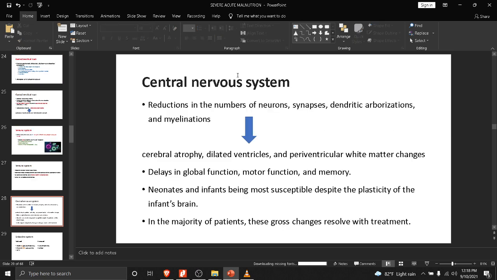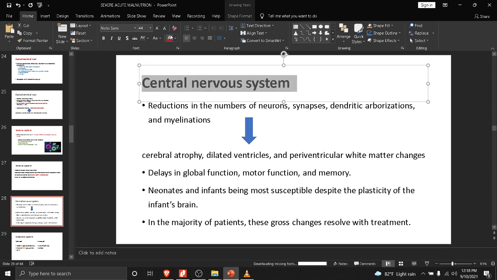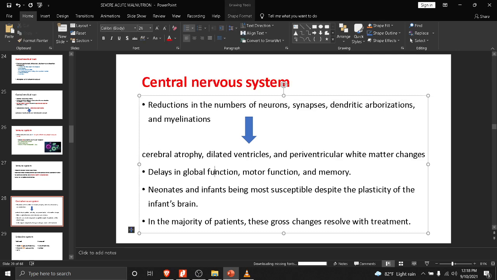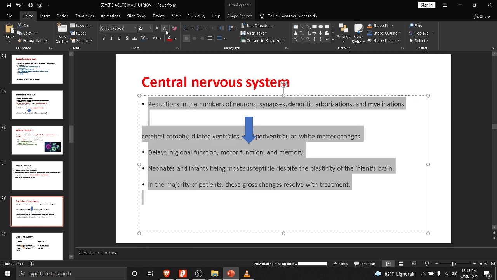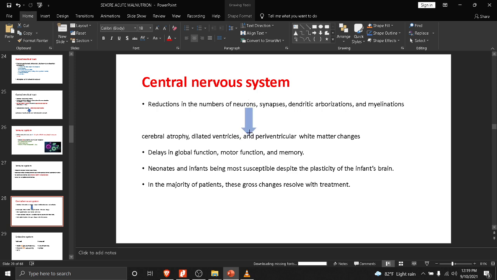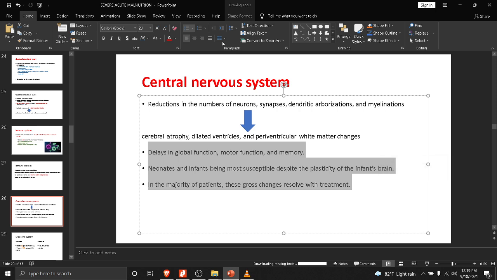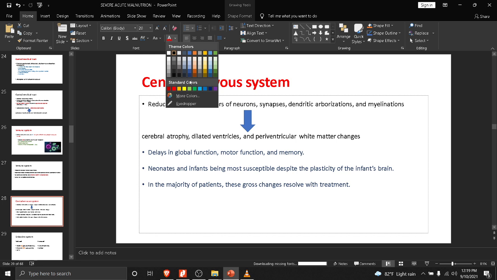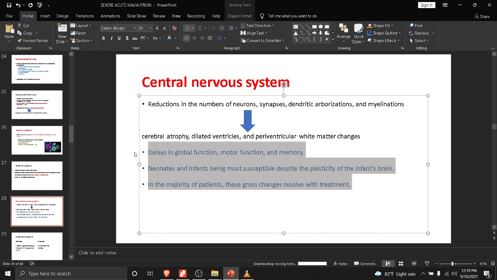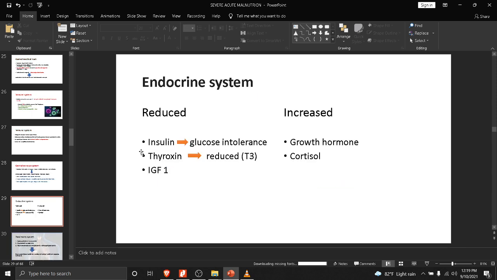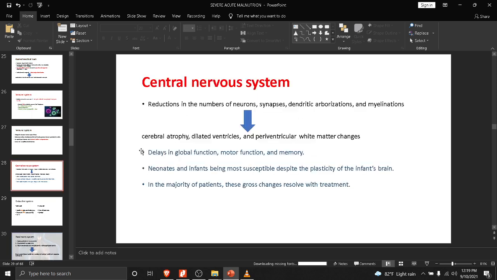Then the central nervous system. Reduction in the number of neurons, synapses, dendritic arborizations, and myelination occurs because of SAM, and this leads to cerebral atrophy, dilated ventricles, and periventricular white matter changes, which are obvious on MRI, and also leads to delayed global function, motor function, and memory. Especially neonates and infants are affected. The central nervous system is affected in neonates and infants in SAM, even though they have good plasticity of the brain. In the majority of patients, these changes resolve with treatment.